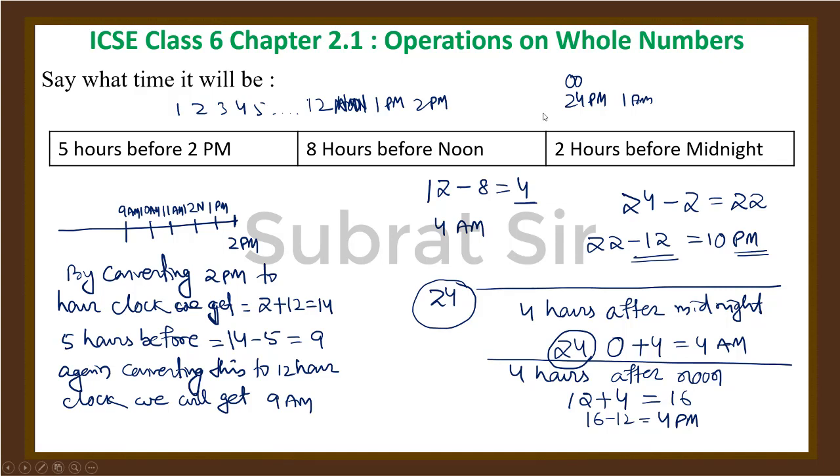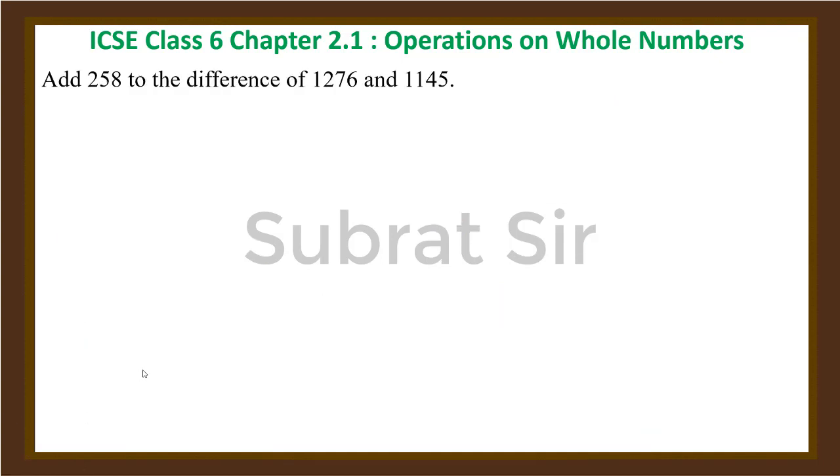Okay, so I believe you got a clear idea. We have discussed so many examples. Then we will move to our next slide. Add 258 to the difference of 1276 and 1145. Here we will do two arithmetic operations, addition and subtraction. First we will do subtraction, 1276 minus 1145. Then we will add 258 to it. That is the actual meaning of this question.